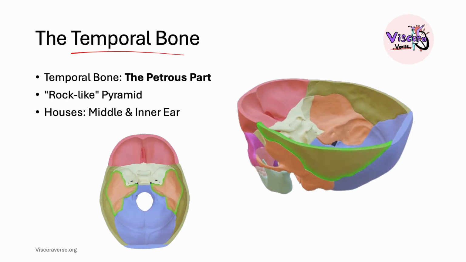Breaking down the temporal bone, again, we have two important structures that we want to keep in mind. We have the squamous part, and we have another important part that is rock-like. It looks more like a pyramid, and that's the petrous part. The reason this part is important is that it houses the middle and the inner ear.